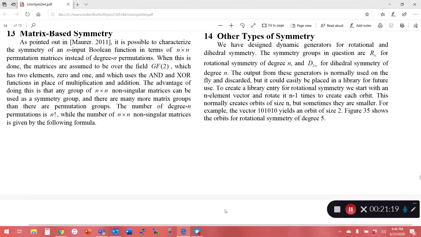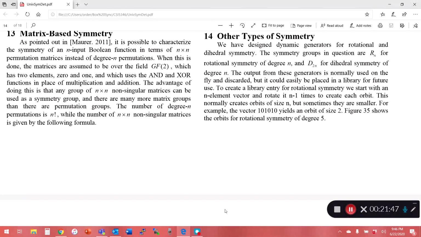That's one approach. Another approach is to say, well, we're going to generate the Boolean orbits when we need them. And so I've created a number of generators that can generate the Boolean orbits for particular types of symmetry.